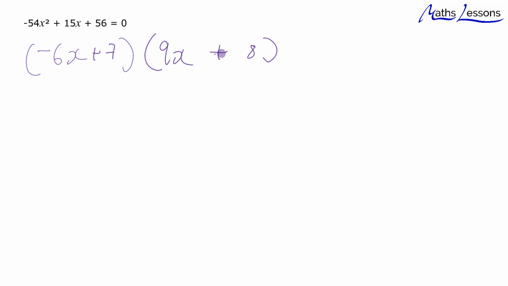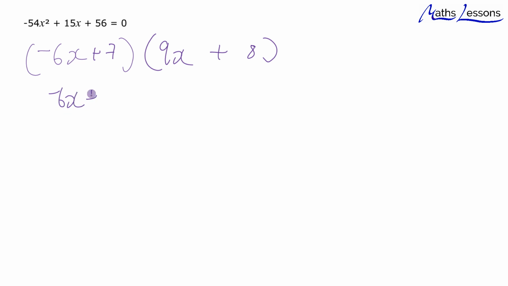So we get 7 and we get 8. 7 times 9 is 63. 6 times 8 is 48. And we can see we've got a difference of 15. So that works, giving the minus 48, because you've got minus 6x times 8. So now we've got it factorized, we can go ahead and solve.